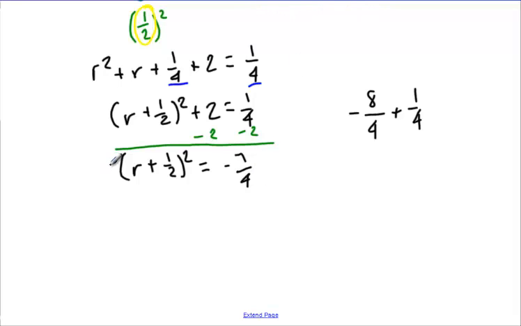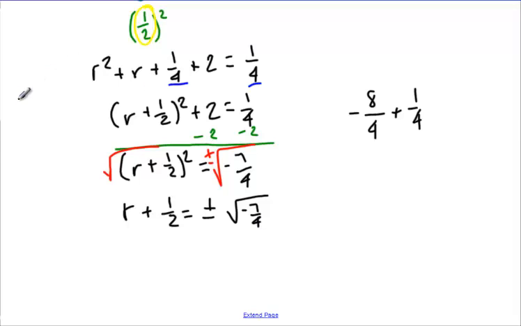And then take the square root of both sides. And when you take the square root of both sides, you always get plus or minus. And that's okay. Plus or minus, that's what you're supposed to get. And if you'll notice, we've got a negative number under the radical. That's okay. Square roots of negative numbers become i's. So what I end up then with is r plus 1/2 is equal to plus or minus the square root of negative 7/4.